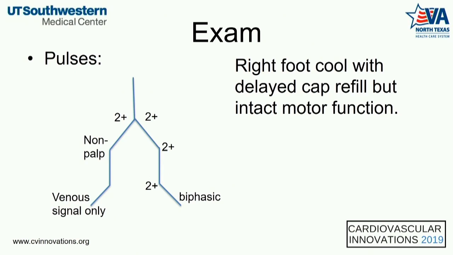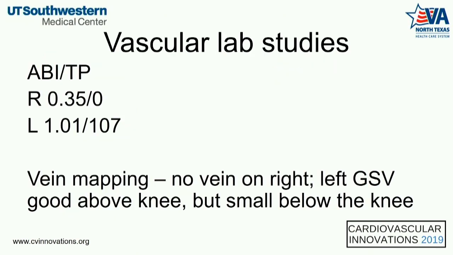So we admitted him, put him on a heparin drip. We got some non-invasive flow studies. ABI was significant on the right for being 0.35 with a non-existent toe pressure, and left hemodynamics were normal. We vein mapped him. He had no vein on the right, and on the left, it looked like he had pretty good saphenous vein in the thigh and at the level of the knee, but it looked a little bit small below the knee.